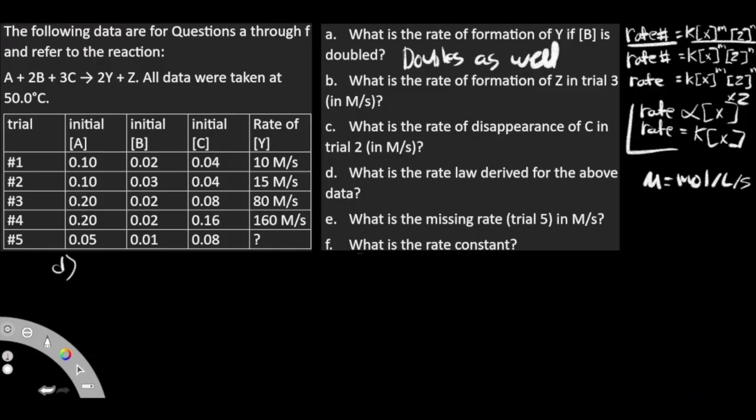All right, let's have a look at D over here. What is the rate law derived for the above data? Rate law is obviously this one. This is our final step that we're trying to get to, but we cannot get here unless we start doing this. So again, this is a rate law. We have to do this first before we do that. So we're going to get our first rate number divided by another rate number, but which one are we going to use? This rate or this rate or this rate or this rate?